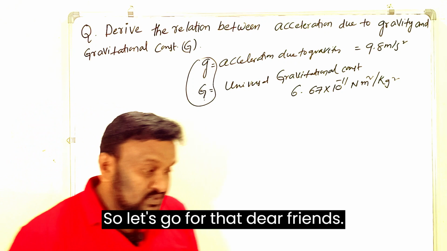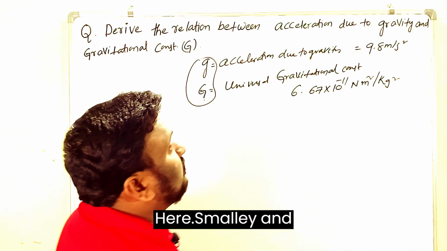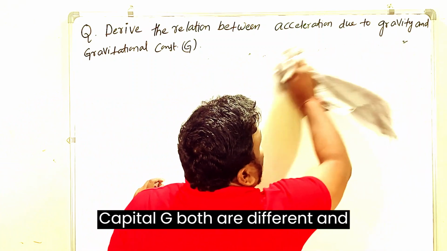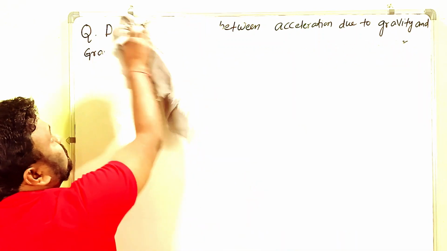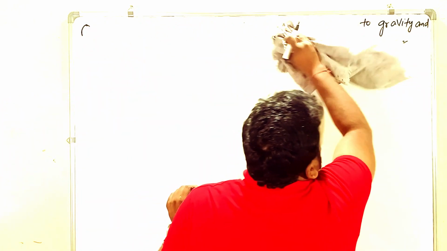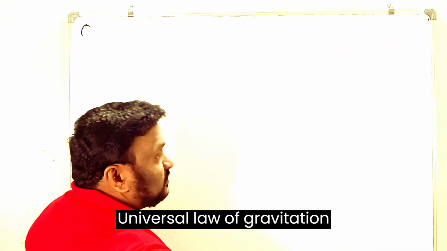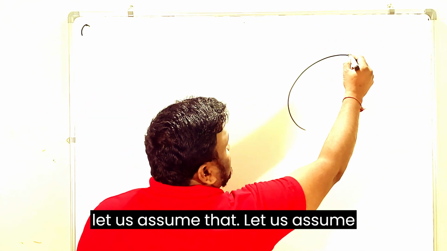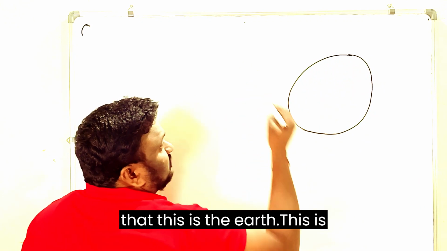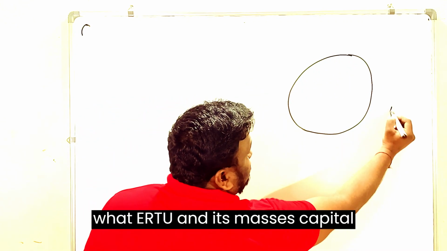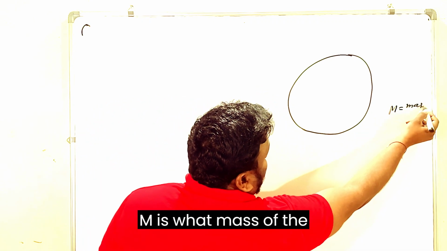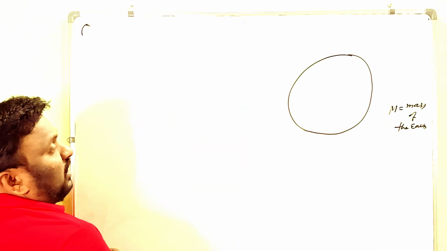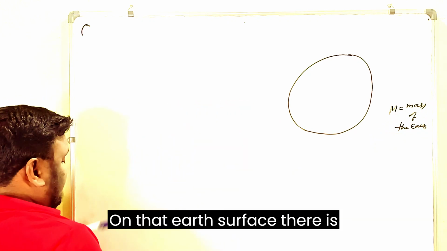So let's go for that. Dear friends, here small g and capital G both are different, and now we have to derive the relation between those two by using the universal law of gravitation. Children, let us assume that this is the earth, and its mass is capital M. M is the mass of the earth, capital M. Clear? On that earth surface there is one object.